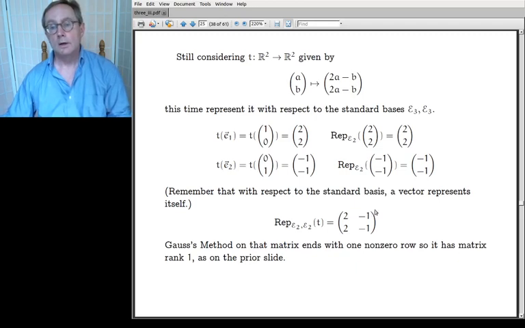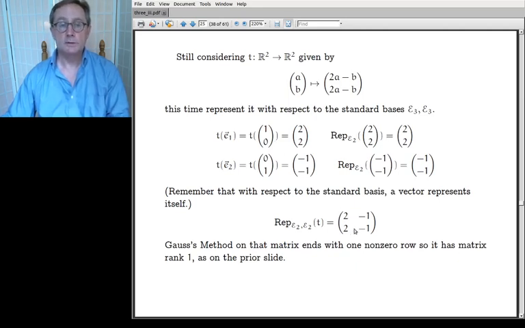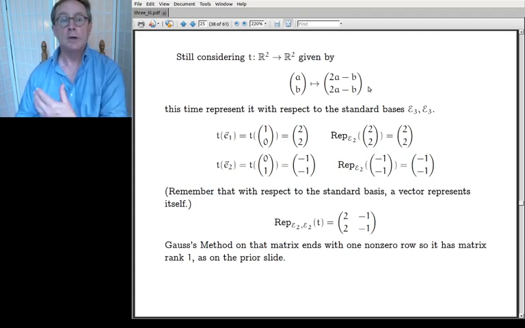Okay, so if I represent it with respect to different bases, I get a different matrix, but the same result. Same map, different bases, I get a different matrix, but still, Gauss's method on that matrix will yield one non-zero row. So the rank of the matrix: do Gauss's method, count the number of non-zero rows. The rank of the matrix is equal to the rank of the map. What's the dimension of the range? So if you want to compute the rank of the map, maybe an easy way is to represent the map and do Gauss's method.